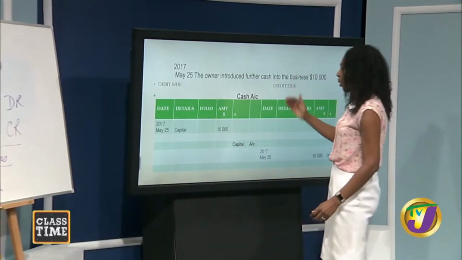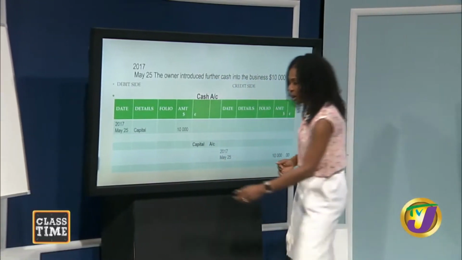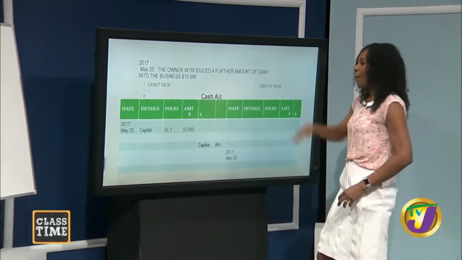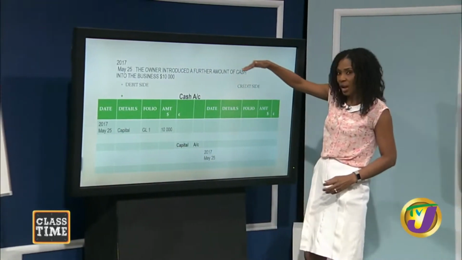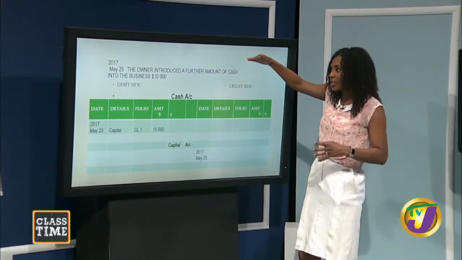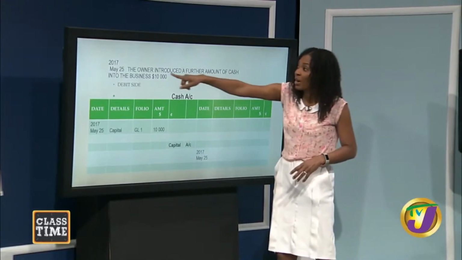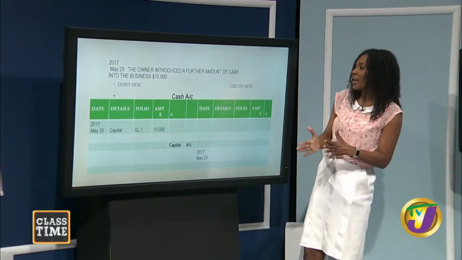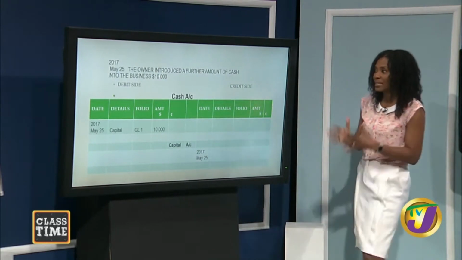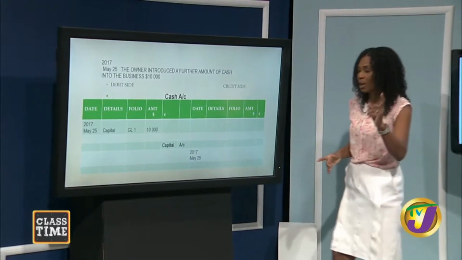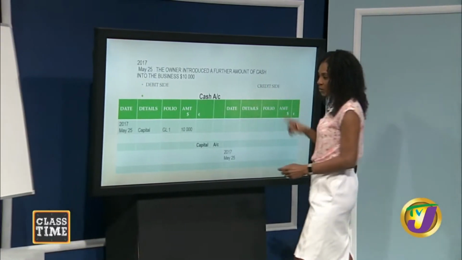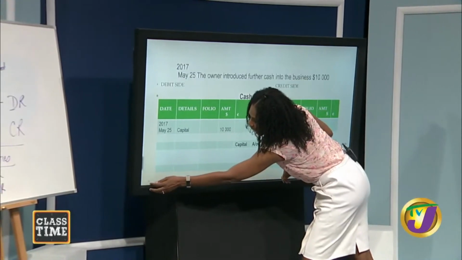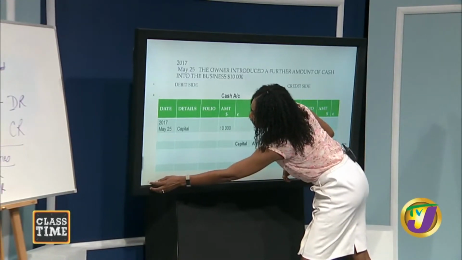I have on the board here a demonstration of a capital transaction. I'm going to have you just take a screenshot. When next we meet for class, we can go through. But the transaction reads, May 25, the owner introduced a further amount of cash into the business, $10,000. Follow the double entry principle and post. You can take a screenshot of mine and then check your answer against it.